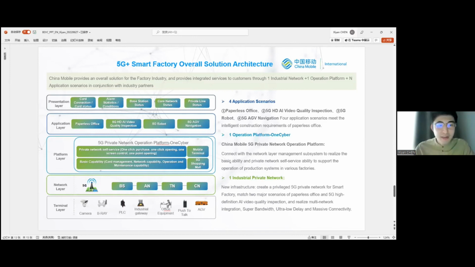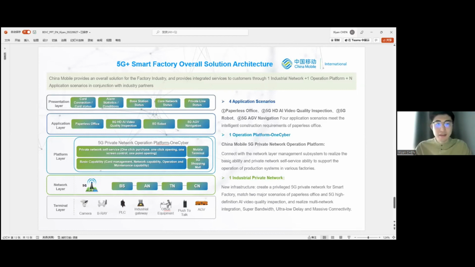And also there will be application layers, for example, paperless office applications, 5G AI video inspections and factory robots, with the terminal layers. And finally, the presentation layer will show alarm status conditions, the card connections and the card status, base station status. So that's for the maintenance operation work.